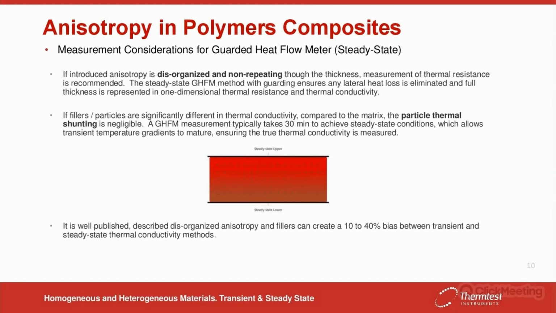Again, with thermal resistance, you are looking at mature effects like this. Typically, again, 30 minutes to achieve steady state conditions. These temperature gradients are mature and do not have an error effect on the resistance. It is well published that particles that are disorganized or not well defined and organized will have error on transient, and when you compare them to steady state, there would be poor correlation. If you compare truly homogeneous materials, such as Pyroceram or glass, you get the same number on steady state and transient. It's when you diverge from the assumptions made on transient that you get the bias we see.